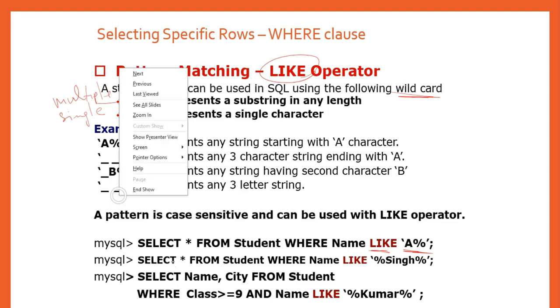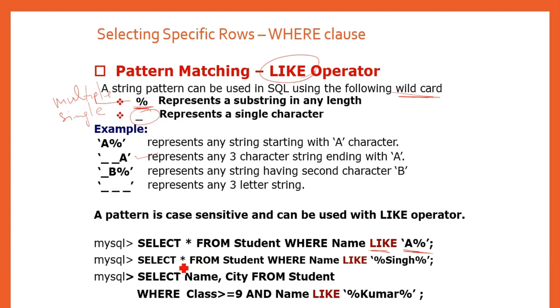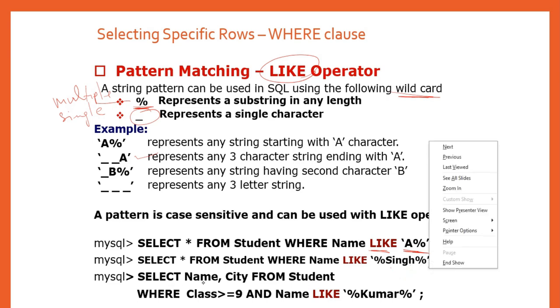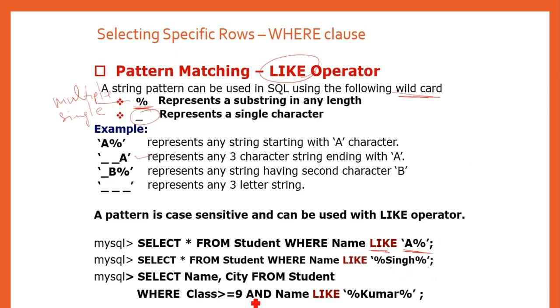Okay, so let's see this example. I want the details of the students where the name should contain Singh, all the students having the surname Singh. So whatever I write: select asterisk from student where name like percent sign Singh, then percent sign. Now select name, comma, city from student where class greater than or equal to 9 and name like Kumar. So I can write like this.